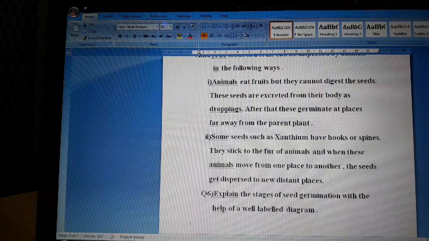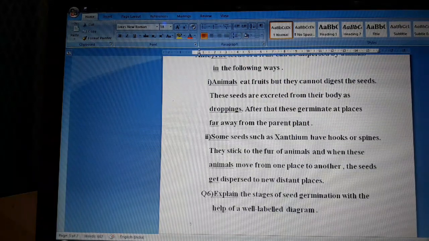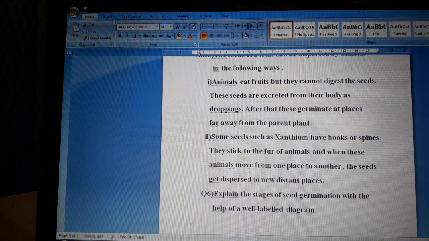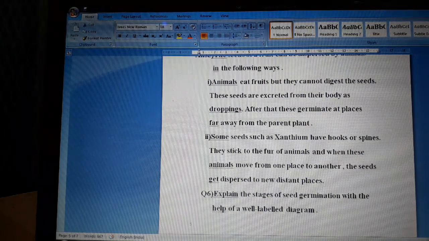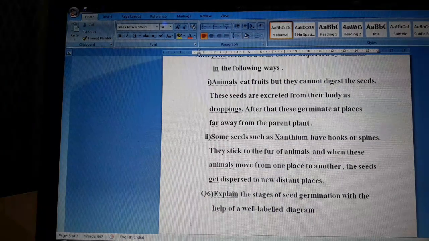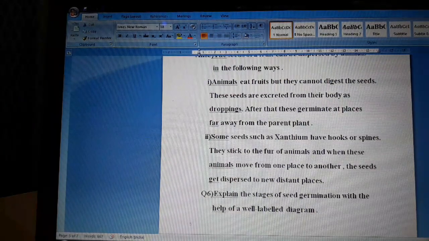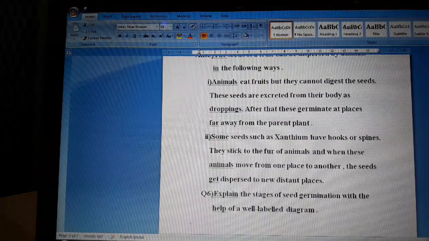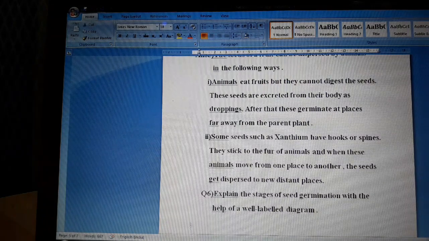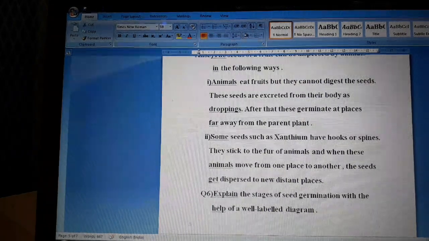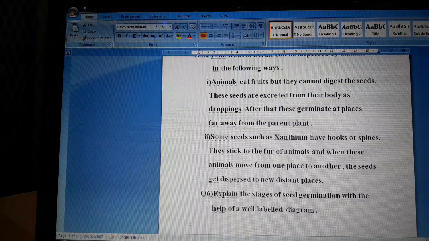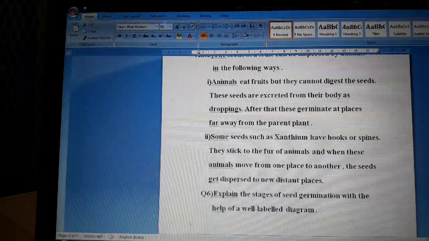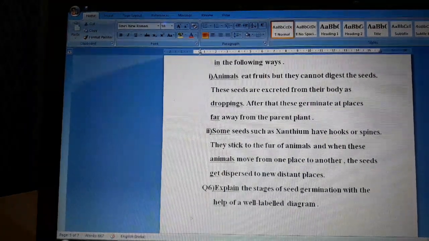Okay, is it clear? And some seeds such as xanthium have hooks or spines. I told you before also, they stick to the fur of animals, and wherever these animals move from one place to another, by chance the seed falls off from the fur of the animal and is dispersed. It falls over there, and a new plant grows from that soil. Okay, clear?